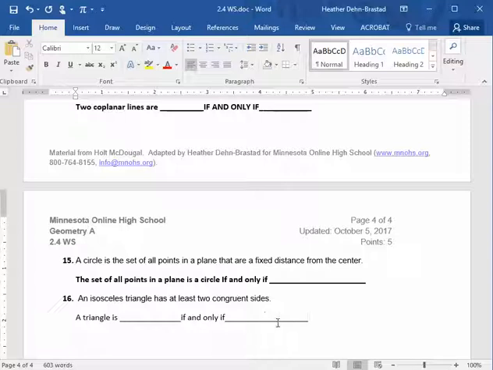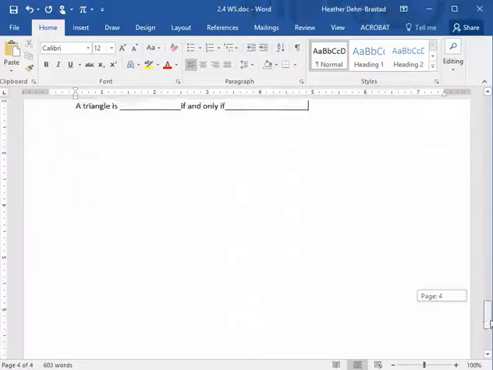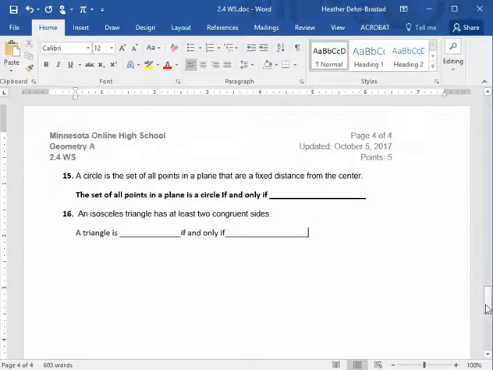So that should give you some help on writing your biconditional statements, which can be a little bit tricky as we're doing a lot of word usage in this section.